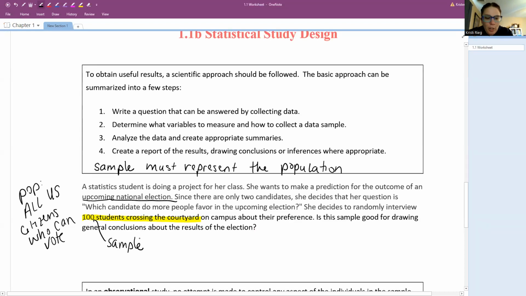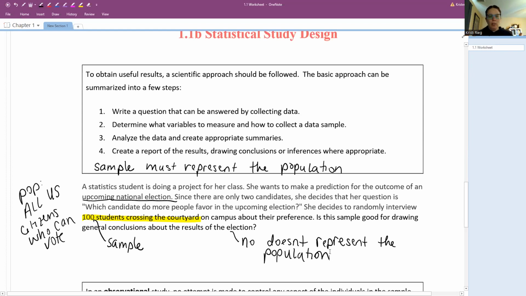Is the sample good for drawing conclusions about the results of the general election? No. Oopsies. There's a button on here that erases, and I just like typing and erasing at the same time. All right. No, it doesn't represent the population. I will tell you why.